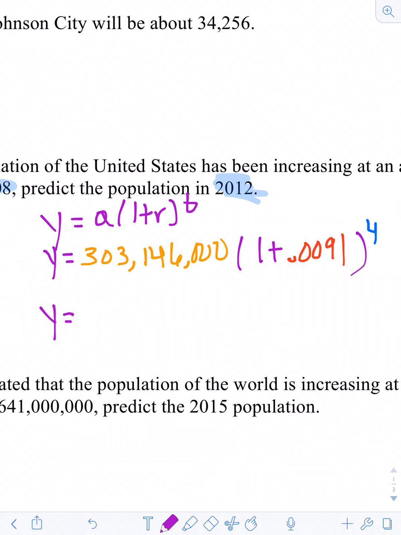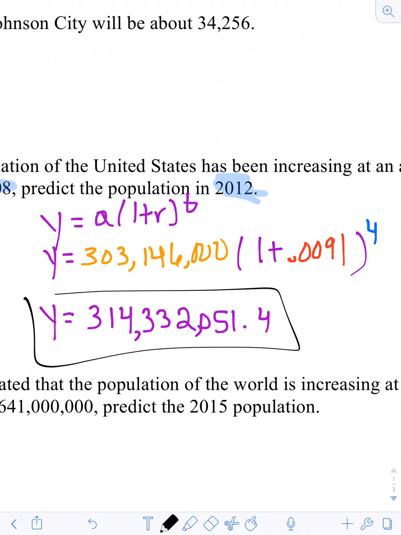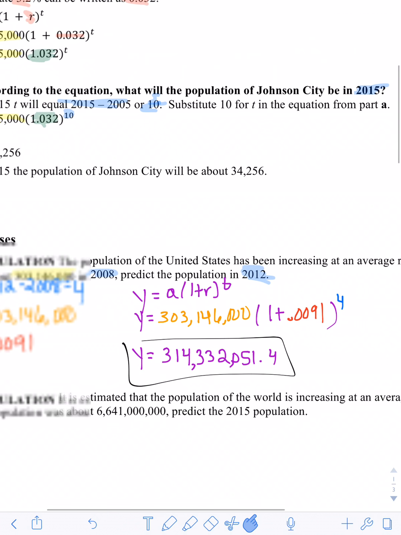So y is equal to, it should come out to 314,333,205.14. Big number here. So about 314 million. All right, and that's it. That's your final answer. Okay, second one like this for your growth. So here we go, second one.